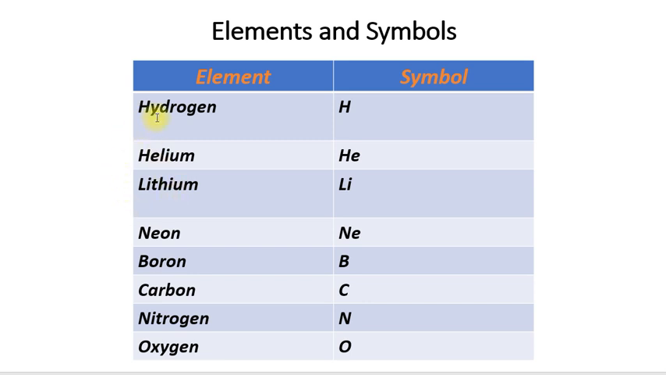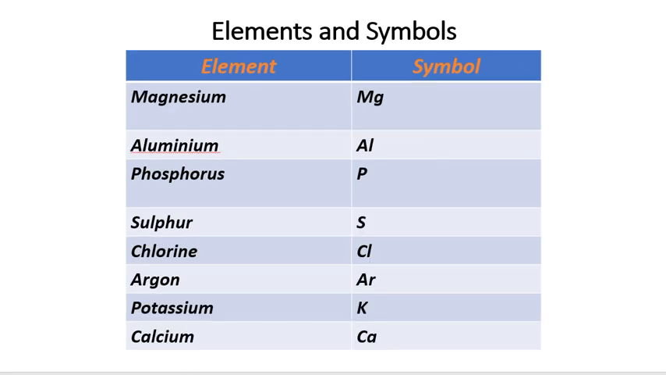So hydrogen is capital H, helium He, lithium Li, neon Ne, boron B, carbon C, nitrogen capital N, oxygen O, magnesium Mg, aluminium Al, phosphorus P, sulfur S, chlorine Cl, argon Ar, potassium capital K, calcium Ca.